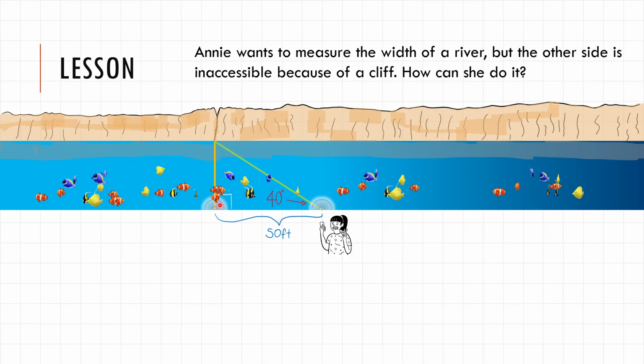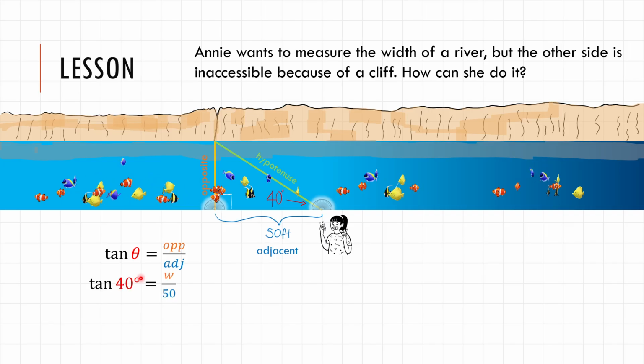And because she knows this length and she knows one angle, plus the right angle itself, she knows that this is the adjacent side, this is the opposite side, and this is the hypotenuse when we're talking about this 40-degree angle here. And so if I'm trying to find out the width of the river, that's the opposite. I know that the adjacent side is 50 feet. So opposite over adjacent involves the ratio tan, especially because this is the angle that we know.